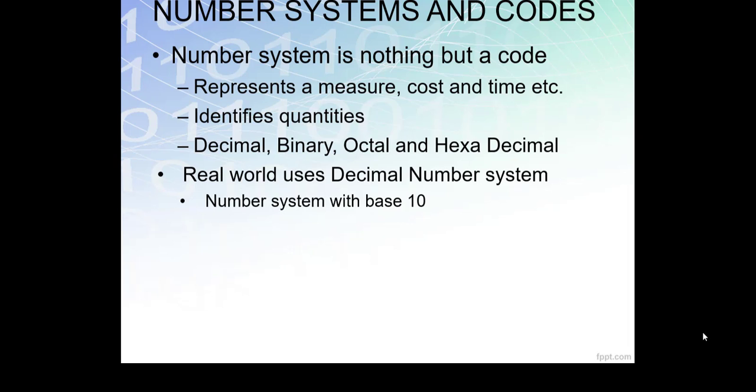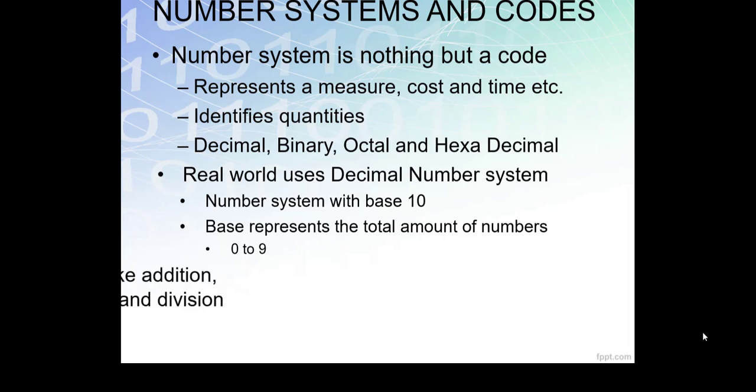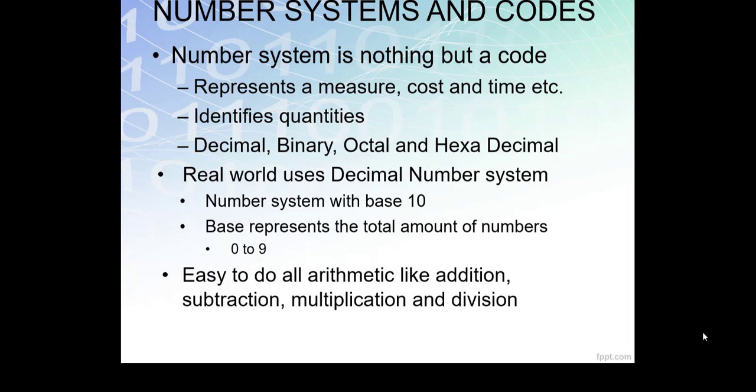So what is a decimal number system? A number system with base 10. What is the meaning of base? Base represents the total amount of numbers. What tells us how many numbers there are in total in a number system, sir? Base. Now base 10 means there are 10 numbers here, for example varying from 0 to 9. By using decimal, it is very easy for us to do arithmetic operations like addition, subtraction, multiplication, because from our schooling, from our childhood, we did this process. From a young age in school we did all the processes in the decimal number system, so it is easy.